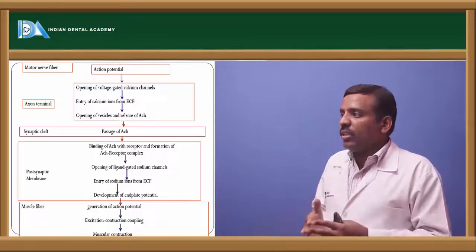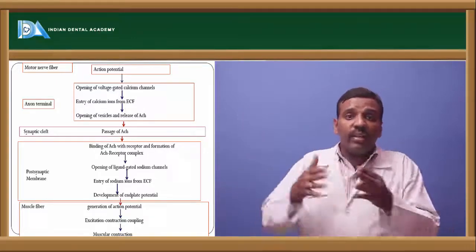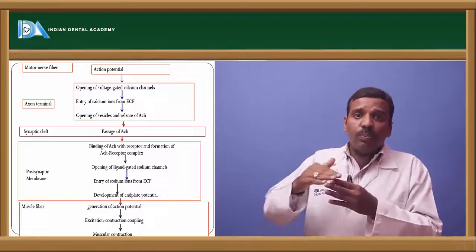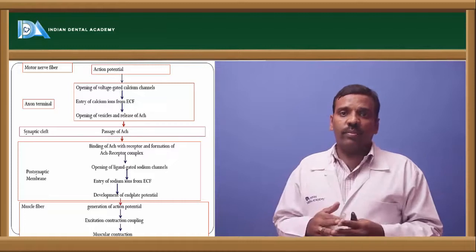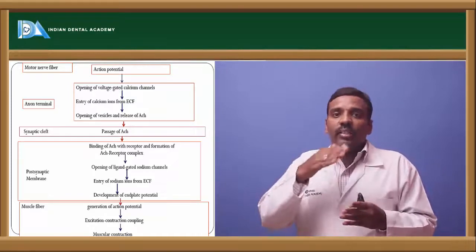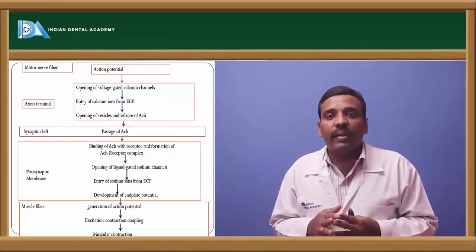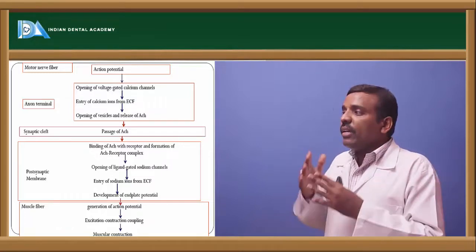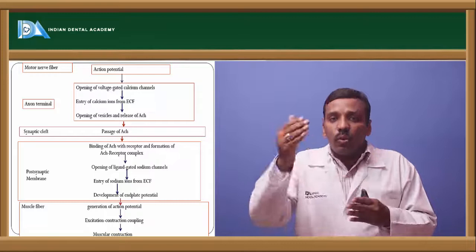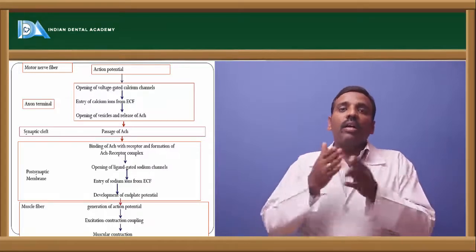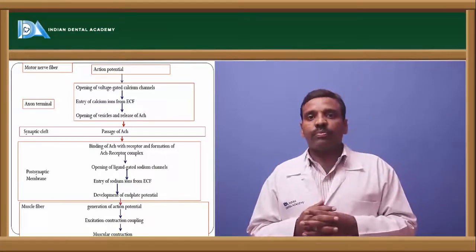Next is the synaptic cleft, in between the presynaptic membrane. This presynaptic membrane is the nerve fiber, and the junction in between is called the synaptic cleft. Here, the acetylcholine passes through the synaptic cleft, or the gap junctions.